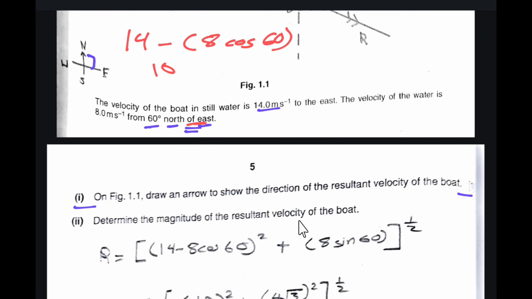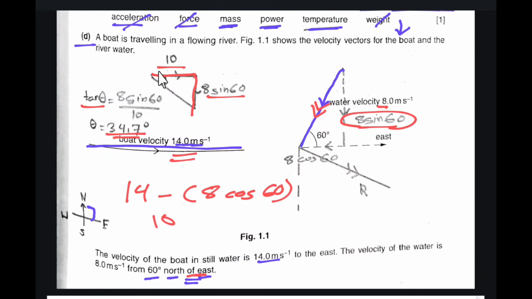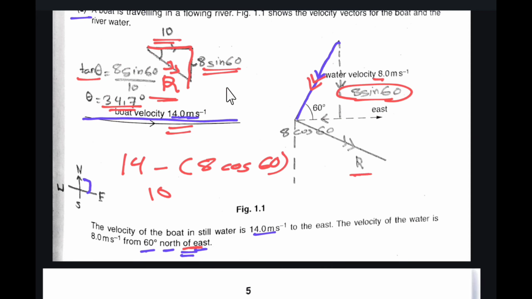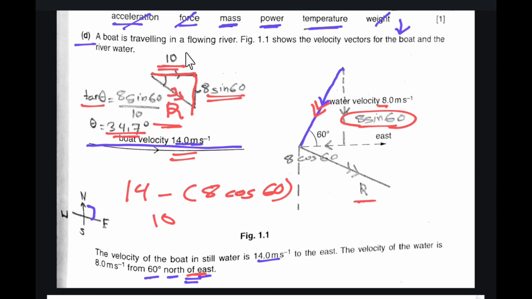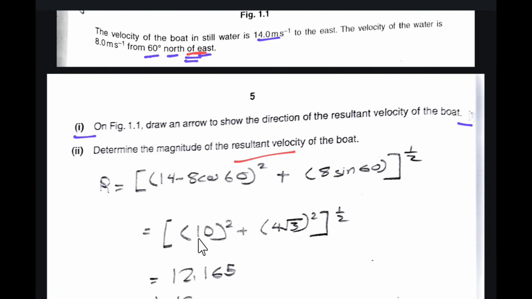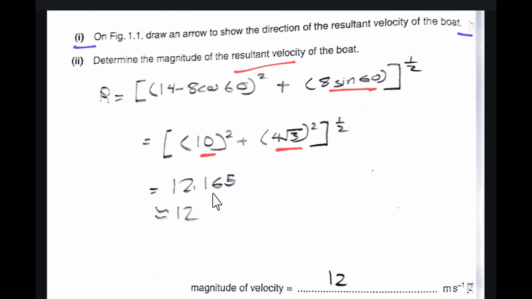Then determine the magnitude of the resultant velocity. To find the magnitude of the resultant velocity, we know the resultant velocity in the horizontal direction and in the vertical direction. So the resultant velocity is in this direction, that is r, and to find this value of r we need to use hypotenuse square is equal to opposite square plus adjacent square. So that is 10 square plus 8 sin 60 square, that is 10 square and 8 sin 60 is 4 root 3 square. So we get the resultant velocity as 12.165. This is 5 significant figures, and correct to 2 significant figures, the answer would be 12. This is our final answer.